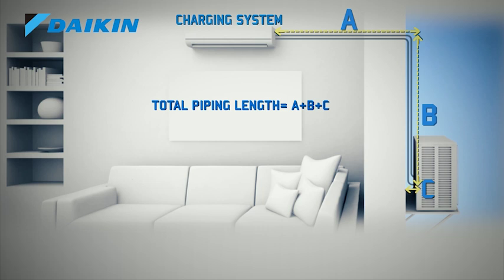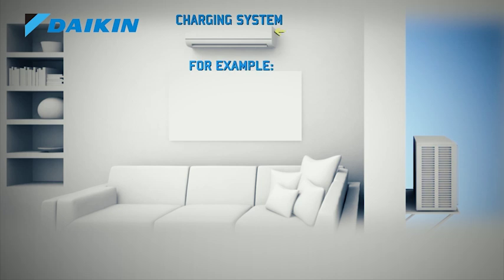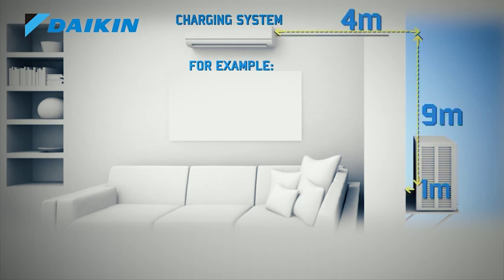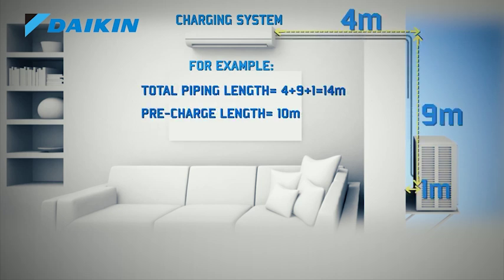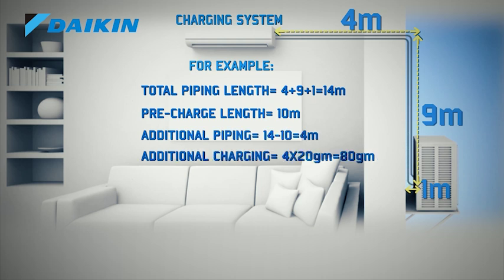The outdoor unit from Daikin is pre-charged with some quantity of refrigerant, which is sufficient for a defined pipe length. If the piping length exceeds the pre-charged length for proper operations, additional charging of refrigerant must be done by weight using a weighing scale in accordance with the additional charging calculation.